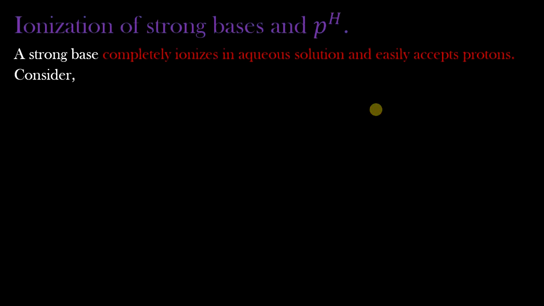Now we go to ionization of strong bases as well as the pH of strong bases. A strong base is one which is completely ionized in aqueous solution and it easily accepts a proton. So let's consider a strong base like potassium hydroxide. It completely dissociates to produce potassium ions and hydroxyl ions.